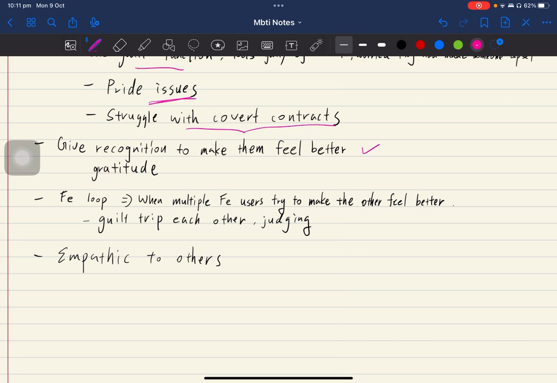When you have multiple FE users, it can get very exhausting and frustrating, because nobody would make a decision. But they do still have preferences, so they guilt trip each other and try to get what they want without saying it directly, and or judging other people by stating what they want directly, or vice versa. Or, oh, you are trying to guilt trip me, you are bad.